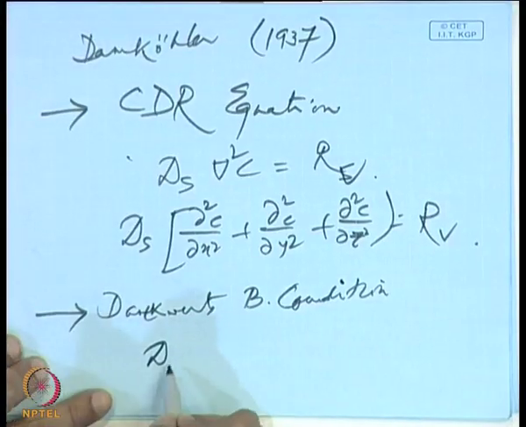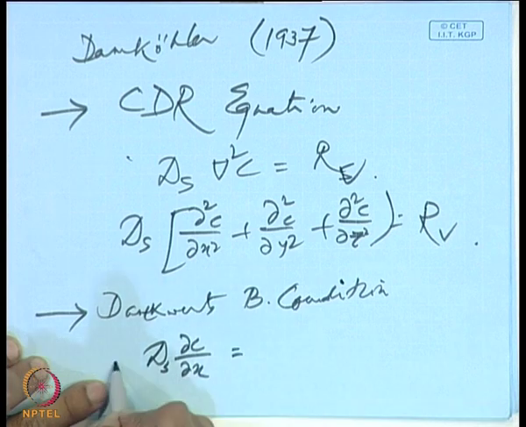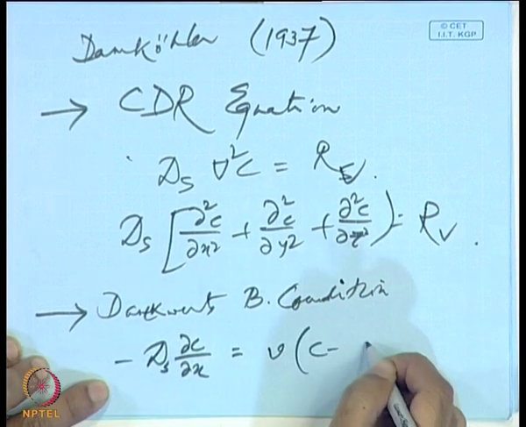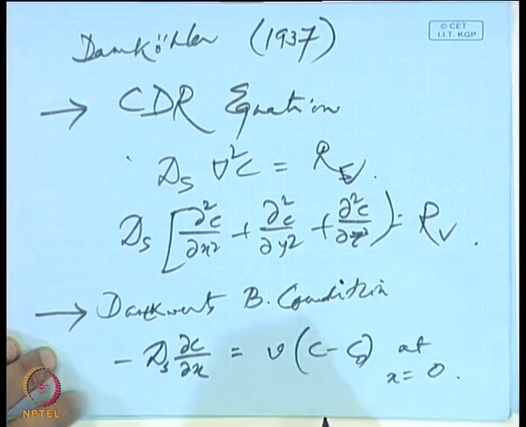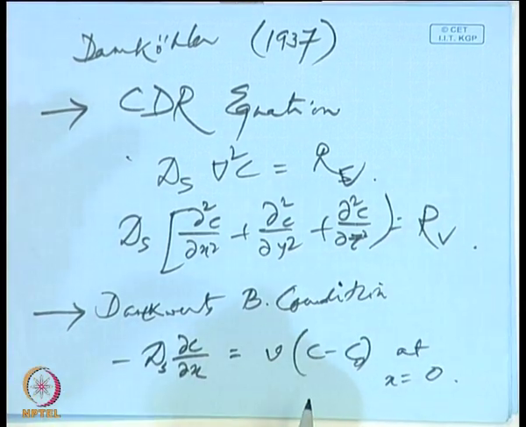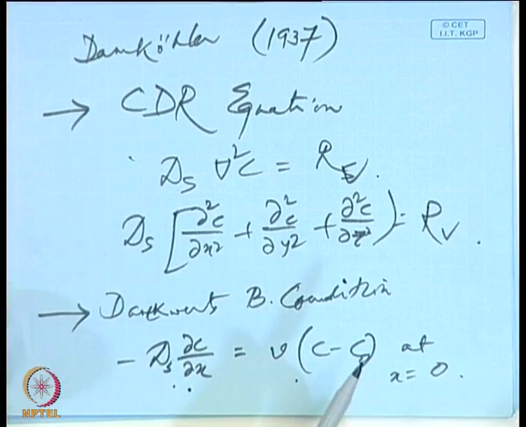So, this is the mixed boundary condition that we use all the time: minus Ds del c del x equals v times (c minus c naught) at x equals 0. At the boundary of the reactor or the plate, when both convection and diffusion are there, this is what you use: the diffusion term equals the velocity times the difference in concentration. This was also founded by Damkohler.